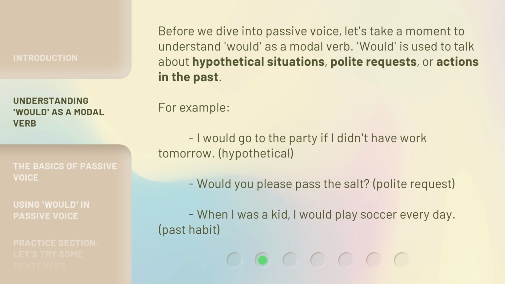Before we dive into passive voice, let's take a moment to understand would as a modal verb. Would is used to talk about hypothetical situations, polite requests, or actions in the past. For example, I would go to the party if I didn't have work tomorrow. Hypothetical. Would you please pass the salt? Polite request. When I was a kid, I would play soccer every day. Past habit.